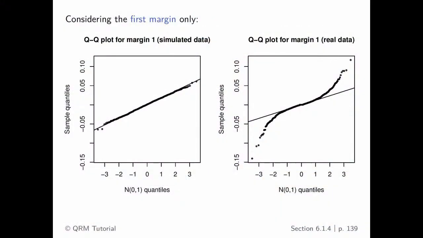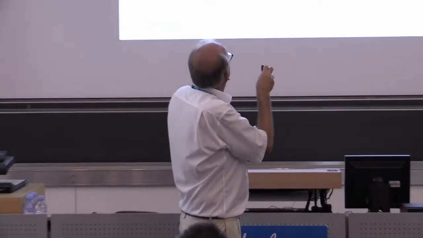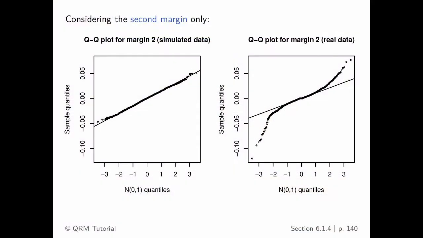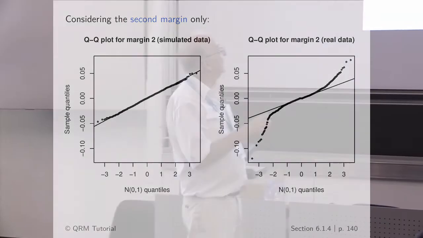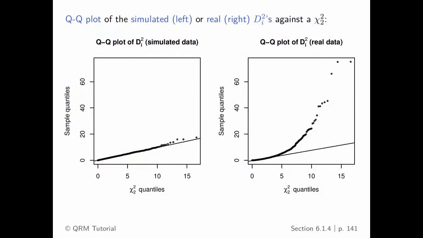Well, now I can do the testing. The left plot, Gaussian. The right plot, clearly non-Gaussian. The real data, the inverted S. The second margin, highly non-Gaussian. We know that. The simulated data, very Gaussian. Of course, it is Gaussian because it's simulated from a Gaussian model. We have done good simulations.